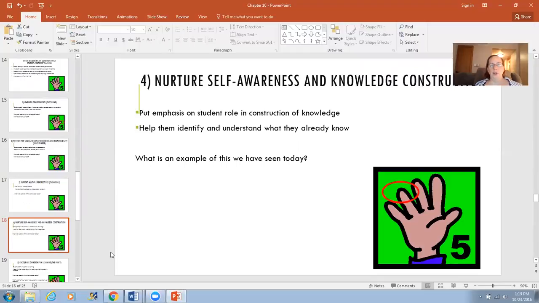4, nurture self-awareness and knowledge construction. Put an emphasis on the student role in construction of knowledge. Help them identify and understand what they already know. What do you know? What do you want to know? What have you learned? Right? Help them identify and understand. So what is an example of this that we have seen today? What is one from your past?